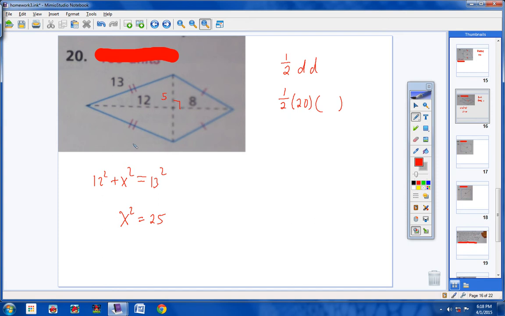Now, think about this for a second, students. If this is a 13 here, okay, then that means this has to be a 13 right here too, correct? Sure it does, definitely. Okay, so I have another right triangle right here with sides of 13 and 12, so this leg has to be the same. I could do the exact same formula again using Pythagorean's theorem if you want me to, and you'd still get 5 right here. So your other diagonal is 10. So the answer is 100. 1 half times 20 times 10, 100 square units.